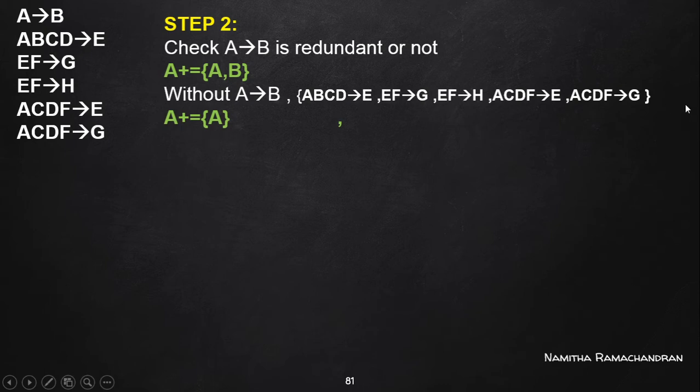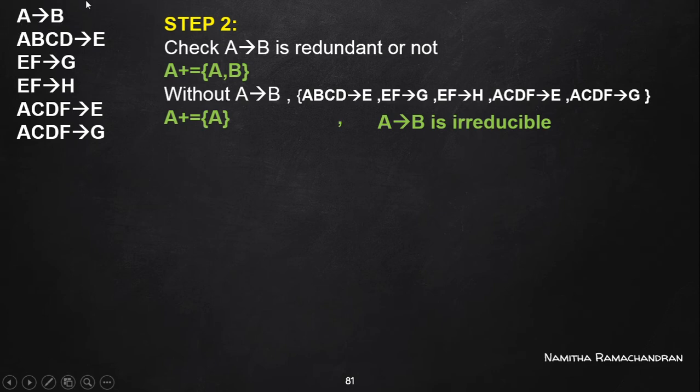That means from this set it is clear that A alone cannot derive the value of any other attribute. So the A closure contains A only. These two closures are not equal here. So from this it is clear that A implies B is irreducible, or not redundant. So we can't avoid such a dependency, A implies B, from here.